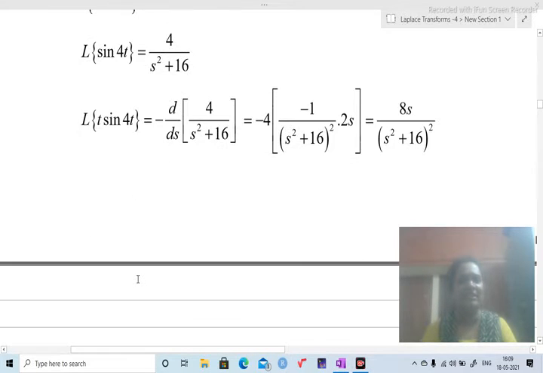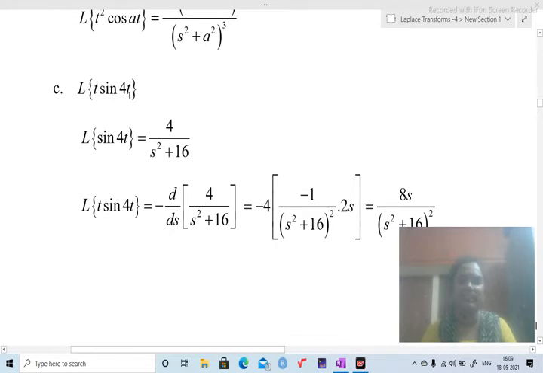Next one, Laplace transform of t into sin 4t. Here Laplace transform of sin 4t equal to 4 by s square plus 16. Now I am going to differentiate this term with respect to s. So again by using the formula, here minus 1 power 1, that is minus d by ds of 4 by s square plus 16. Here the differentiation is a little bit easy because the numerator does not contain an s term.